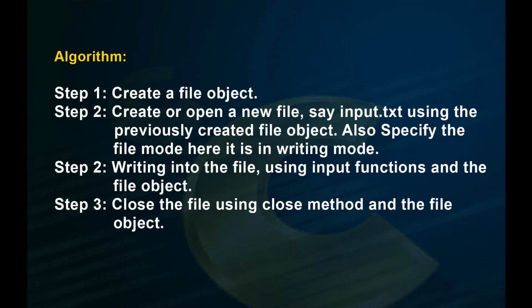Step 1, create a file object. Step 2, create or open a new file, say input.txt, using the previously created file object. Also specify the file mode, here it is writing mode. Step 3, write into the file using output functions and the file object. Step 4, close the file using the close method and the file object.